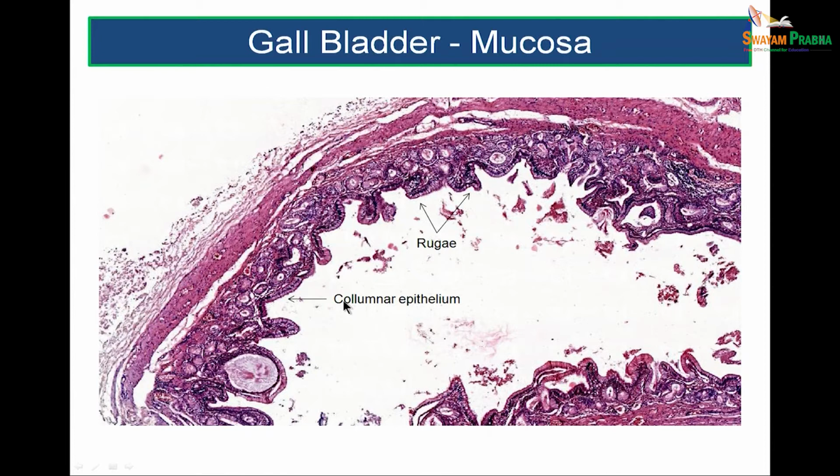Another slide here showing you the columnar epithelium lining the mucosal side, and these are the invaginations into the underlying tissue that you see here, and these can be called the Rokitansky-Aschoff sinuses. This is the muscularis and that is the adventitia.